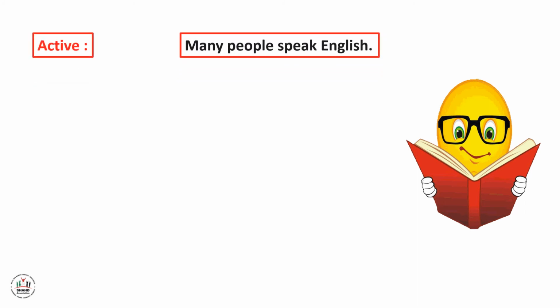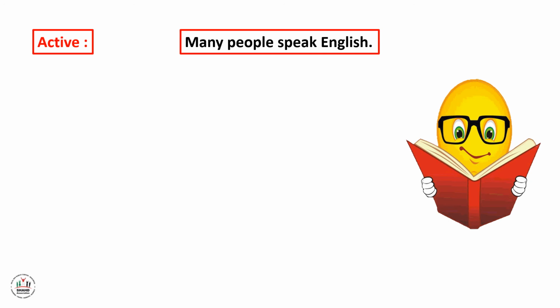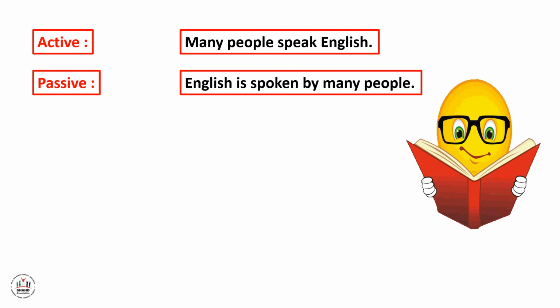Now let's read the following example. Many people speak English. Many people is the subject, speak is the verb, English is the object. This is an active voice sentence. In the passive voice, we say English is spoken by many people. We use is because English is a singular noun and the tense of the sentence is present tense.